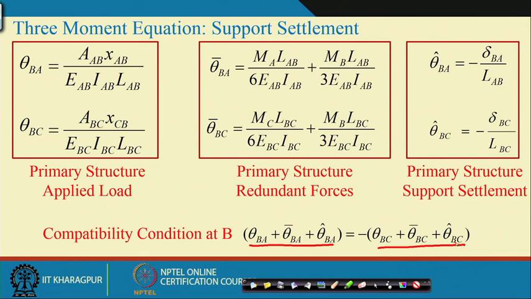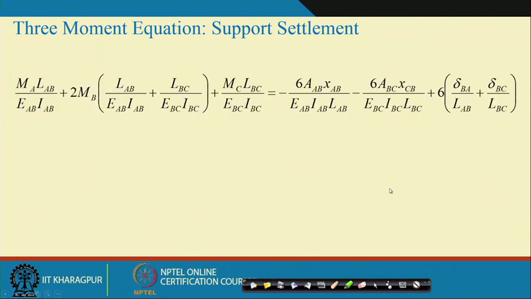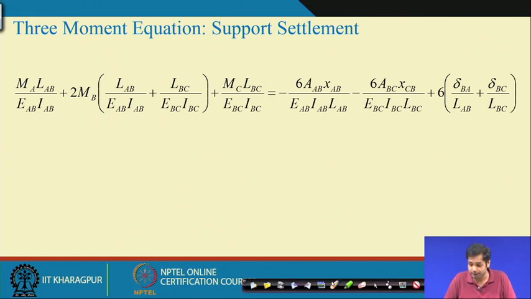And if we add them, next we have to substitute all these variables from this expression. If we substitute that, then what we have is the general expression for the three moment equation when there is a support settlement. Now, if there is no support settlement, say this part can be 0. So, the expression becomes the same expression that we just now derived.